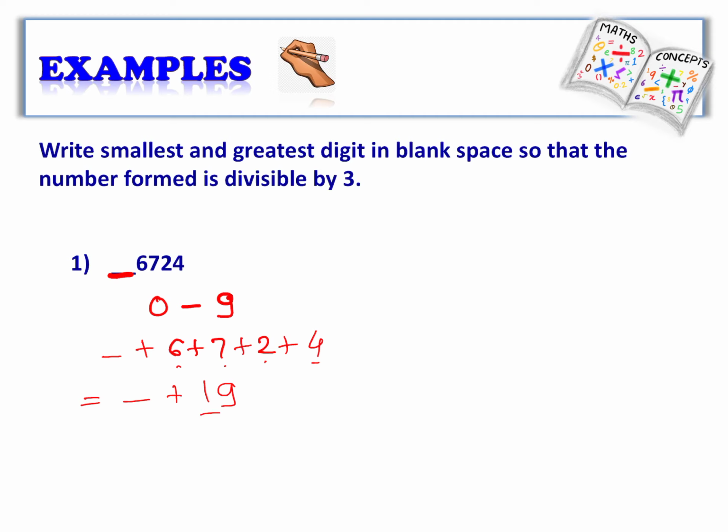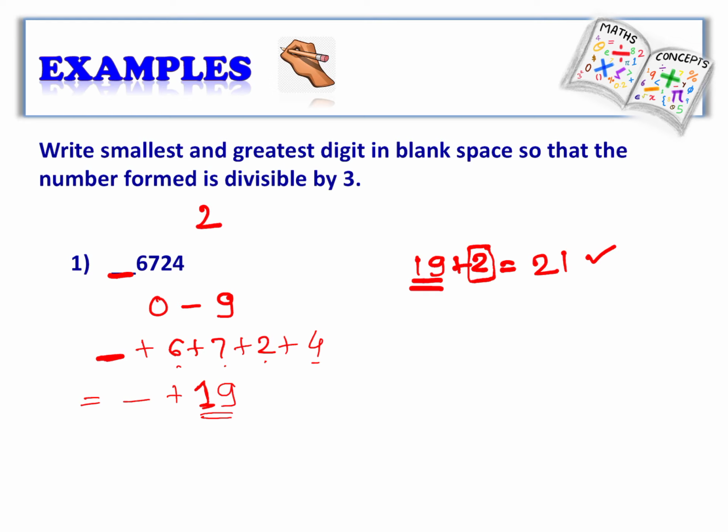Now which is the nearest multiple of 3? 18. But we cannot go back, we have to add something, so we will have to find out the number which is next to 19 and which is multiple of 3. 20 is not multiple of 3, but 21 is. So we can have this addition as 21. For addition to be 21, we will have to add 2 to 19. This is the smallest number that we can add to 19 to get multiple of 3, right? So we can say that smallest number is 2.